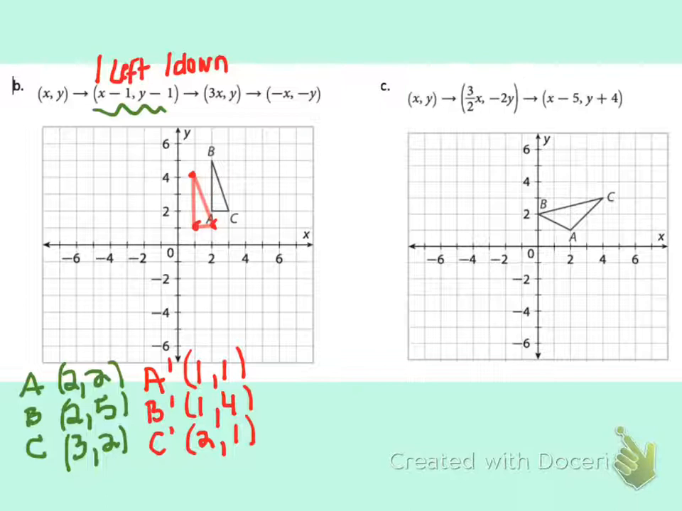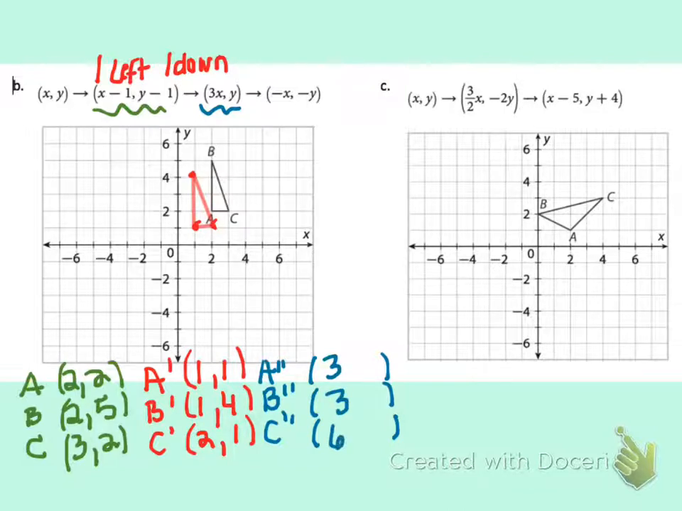So my next one, I'm going to do in blue. This one says to triple the x's, but leave the y's alone. So all the coordinates are going to triple the x's and keep the y's the same. So that's a horizontal stretch. It's going to make it horizontally, or widthwise, 3 times wider. So if I triple all the x's, this would be 3, this would be 3, this would be 6. Keep all the y's the same.